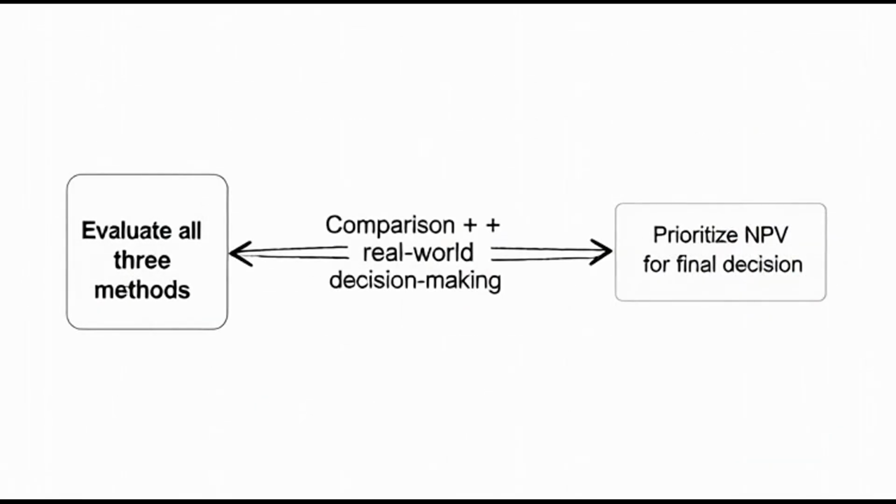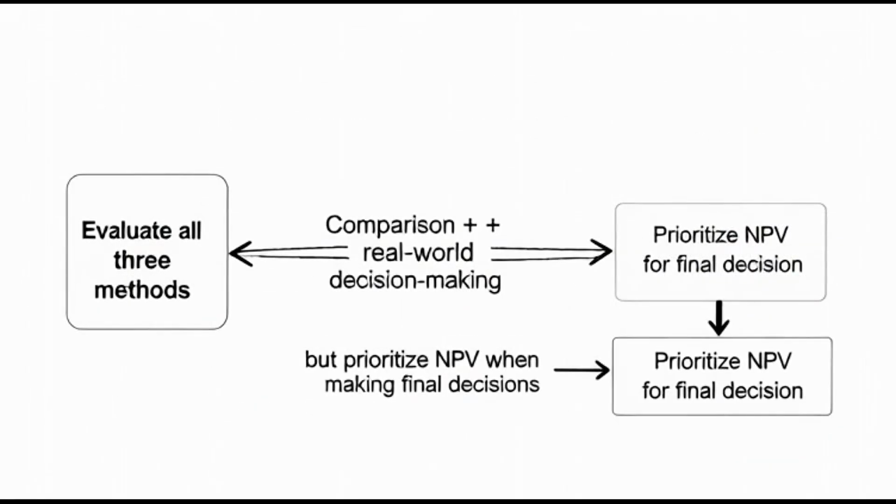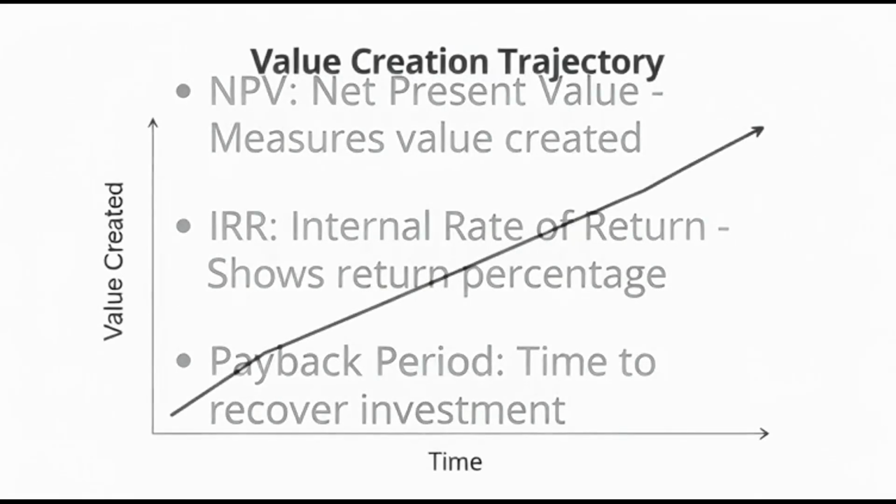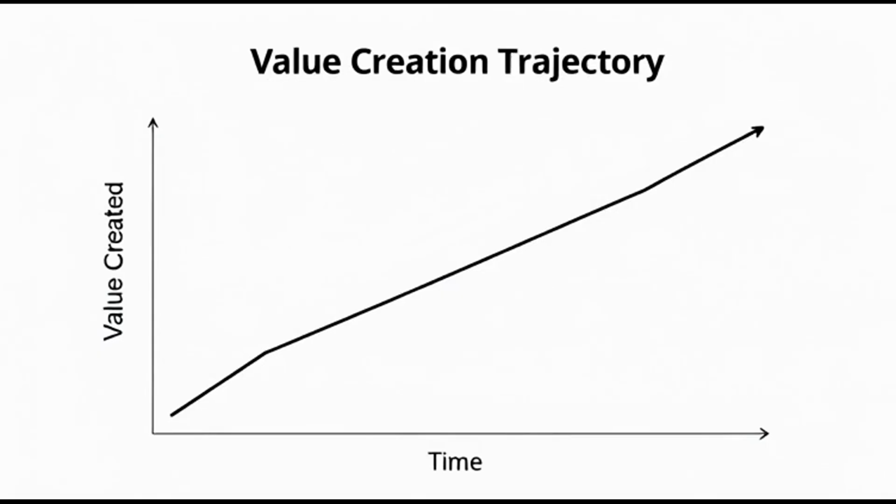NPV measures value, IRR measures return, and payback measures speed. NPV tells you how much value you create, IRR shows your return, and payback shows how fast you recover. But in the end, value creation always comes first.